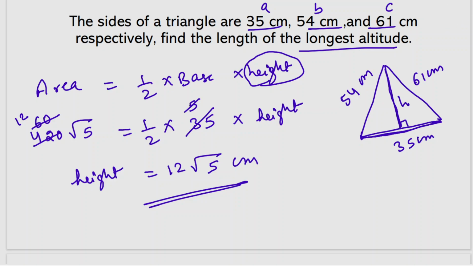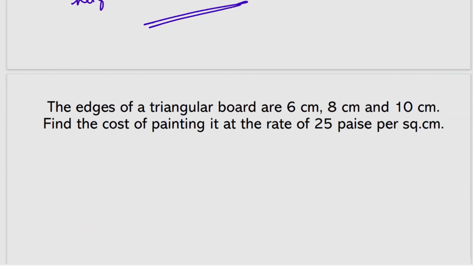Sorry, I have written here, I didn't multiply it. Okay, I'll tell you how. That means this 2 will multiply with this 12 and it will be 24 root 5 centimeter. Okay, next.